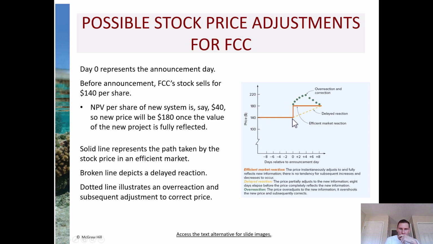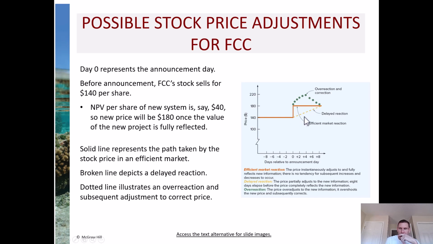The broken line depicts a sort of delayed reaction, if you will. You can see that here. The dotted line illustrates an overreaction and then a subsequent adjustment to the correct price. So, efficient market reaction: the price instantly adjusts. See how it instantly goes up here from 140 to 180 and then just keeps on at 180.